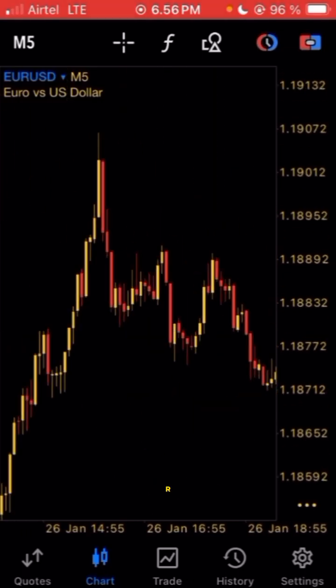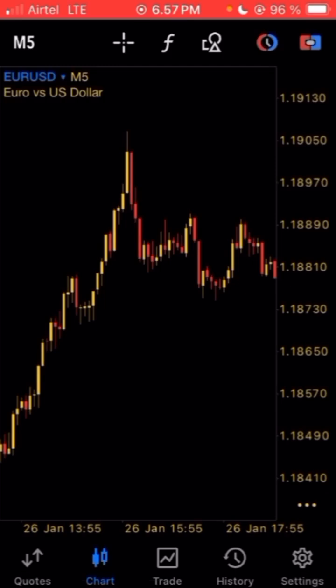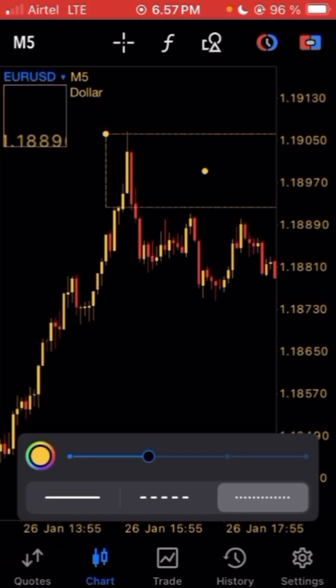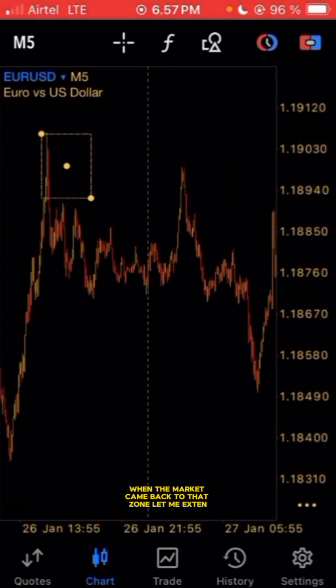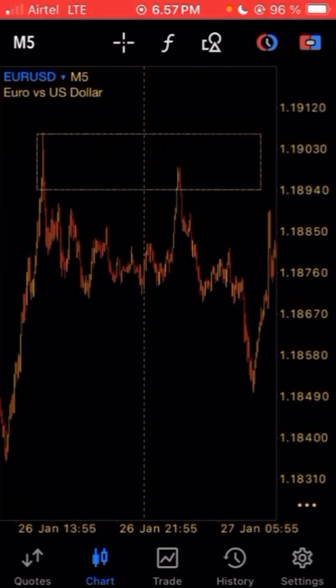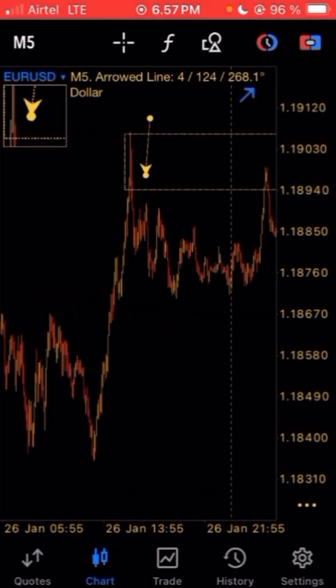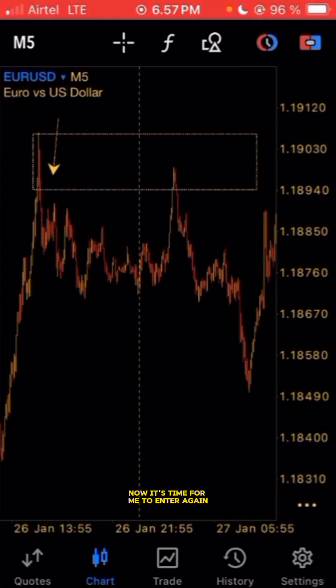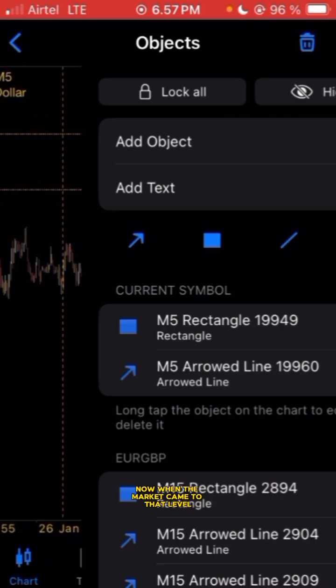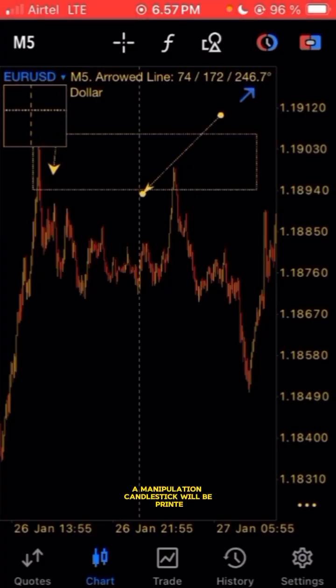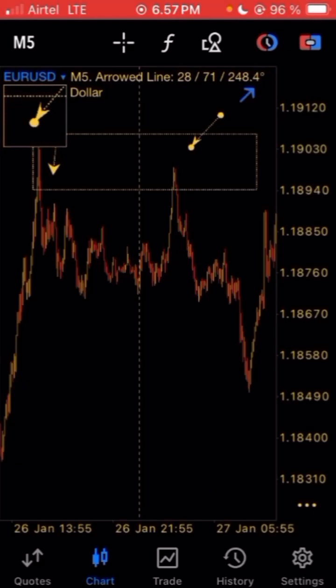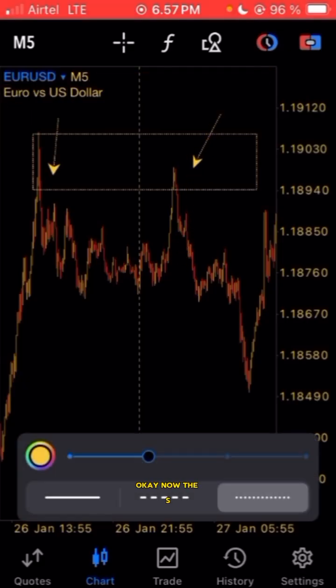Now when the market gets to that zone again for the second time, let me use this as an example. We have a manipulation level here. When the market came back to that zone, let me extend it, I missed this entry here, for example. Now it's time for me to enter again. When the market came to that level, a manipulation candlestick will be printed here. It must be printed, it's a must. Then that is when I will enter.